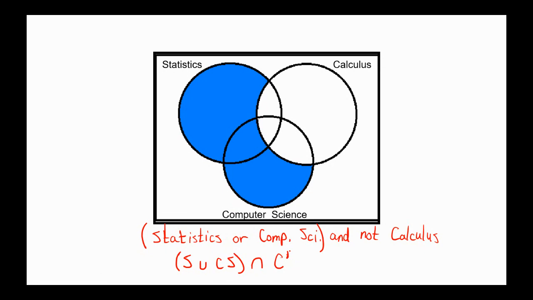So what we want to remember here is PEMDAS, as far as putting the parentheses in there. Even though this is more logic at this point, PEMDAS applies. We start with the parentheses first, and then we're going to cut out the calculus of what's left. So statistics or computer science and not calculus. Questions on this one?